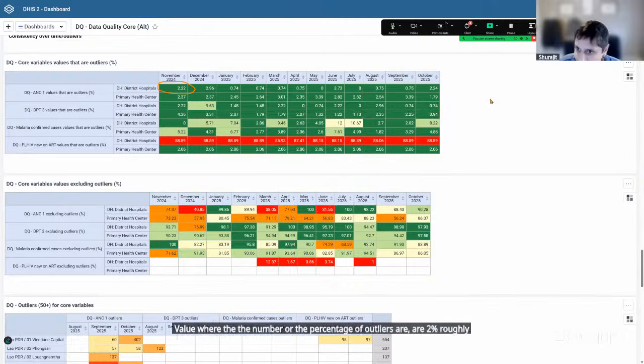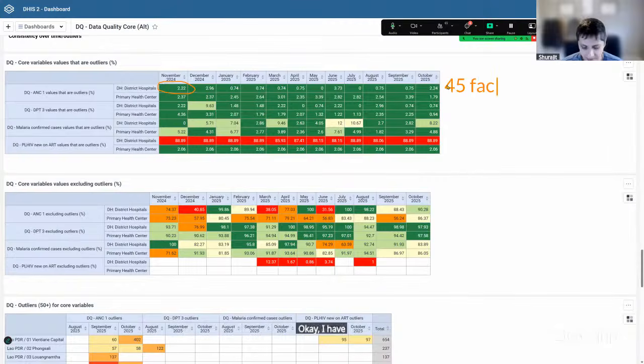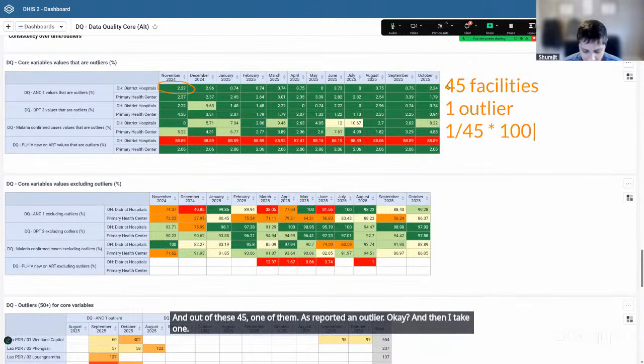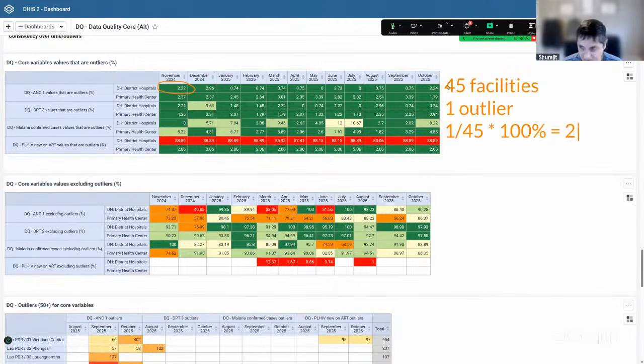So what does this mean? How do I actually obtain this value? As an example, I have 45 facilities that report data. Out of these 45, one of them has reported an outlier. Then I take one, divide by 45, and that equals roughly 2.2%. So that's how we're getting this value.